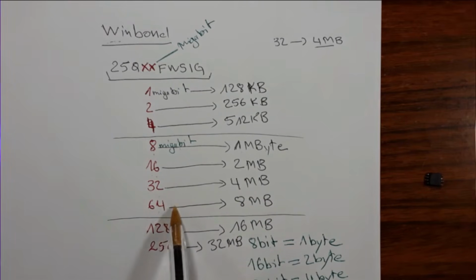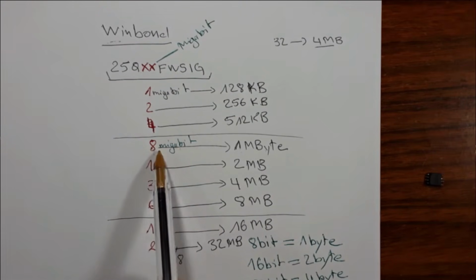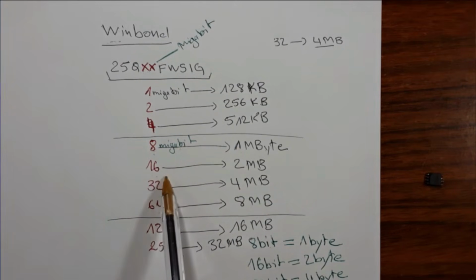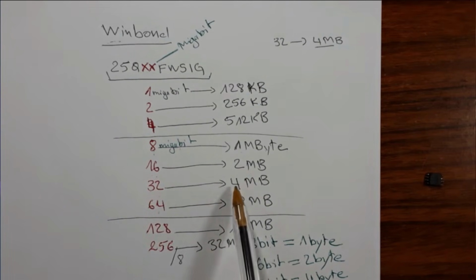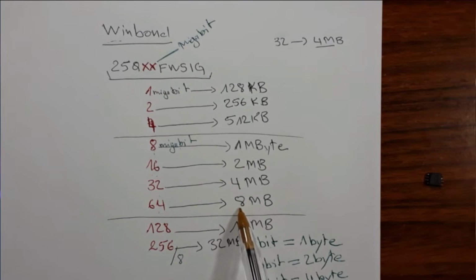You should always divide it by 8, as you can see, because 8 bits equal 1 byte. So 8 divided by 8, we get 1. 16 divided by 8, we get 2. 32 divided by 8, we get 4, and here we get 8.